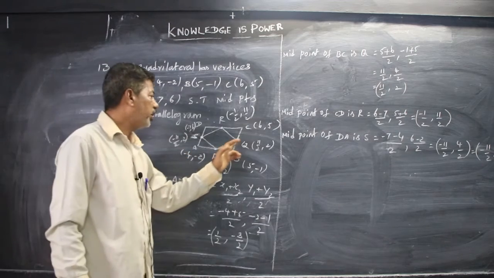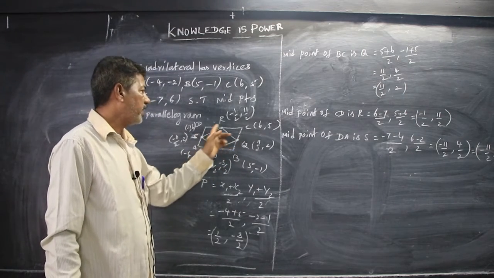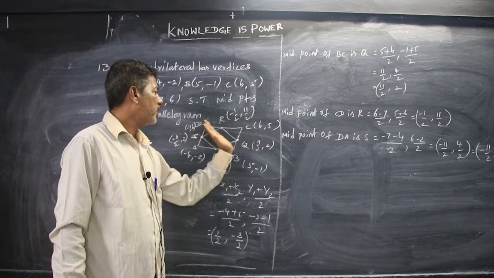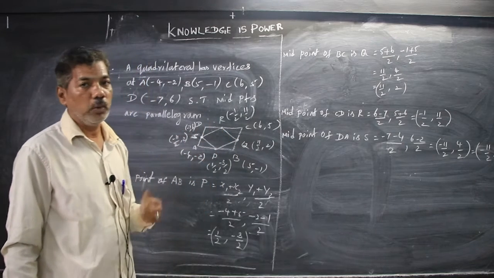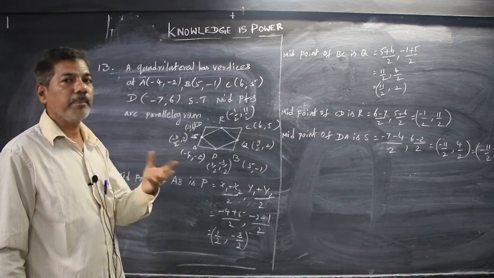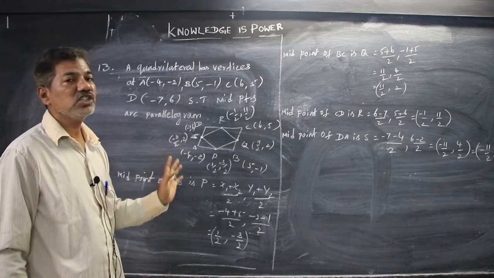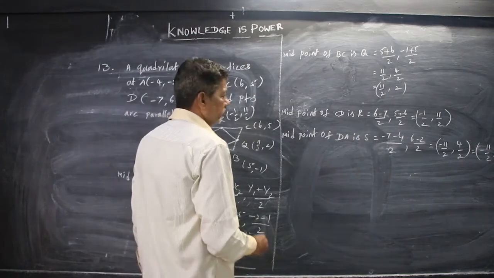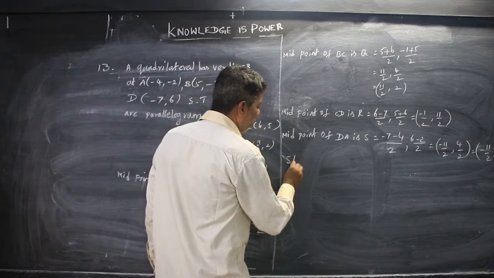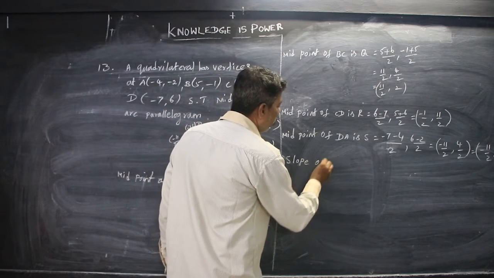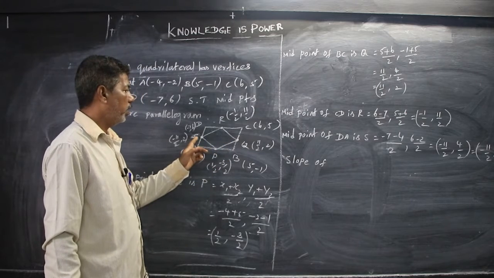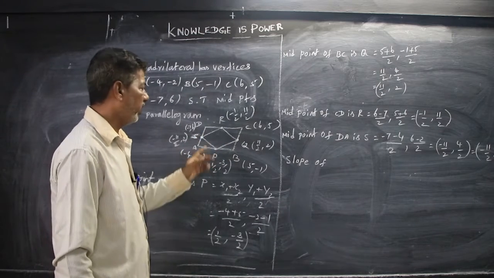Okay. PQ and SR should be equal. PS and QR should be equal. Then it is a parallelogram. For those conditions you have to prove it now. So first, what? Slope. Slope of PQ and SR. You have to find out.